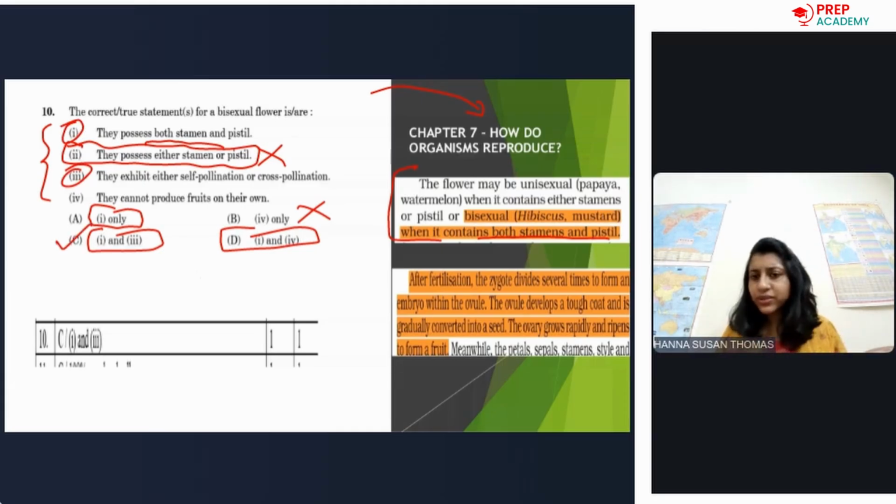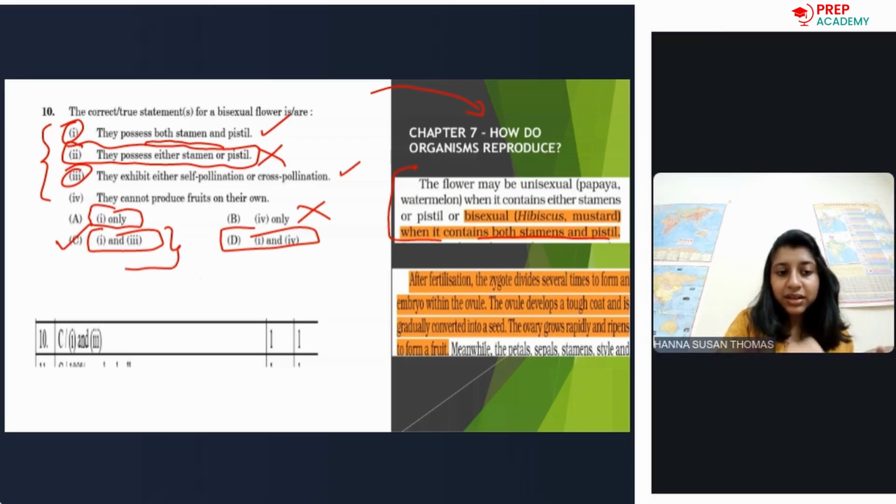But let's look into the fourth statement: they cannot produce fruits on their own. Is it true? No. After fertilization, the ovary will gradually change into fruit. That is the case for most plants. So the statement that bisexual flowers cannot produce fruits on their own is wrong. So the correct statements are statement 1 and 3, and that is in option C. So option C will be our answer.